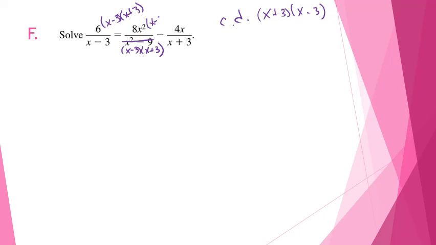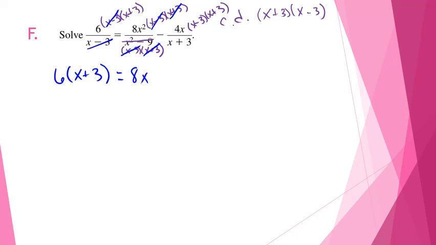Do the same thing for this one. Do the same thing for this one. Okay, and now watch what happens. My x minus 3 cancels with x minus 3. I'm left with 6 times x plus 3 in the first term. Then there's my equals. Now in this case, my x minus 3, x minus 3, x plus 3, x plus 3, they all cancel out, so I'm just left with 8x. And then in my last term, my x minus 3 and my x plus 3 cancel out.